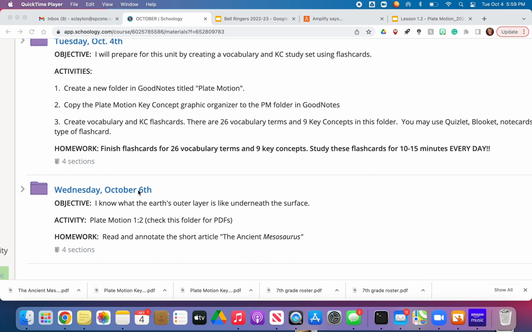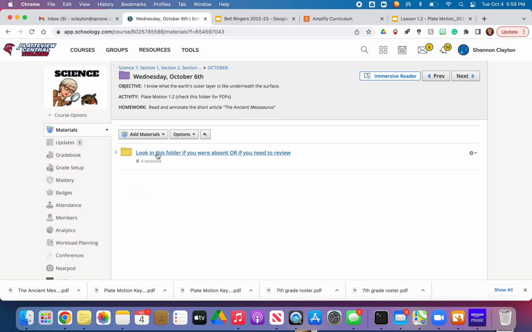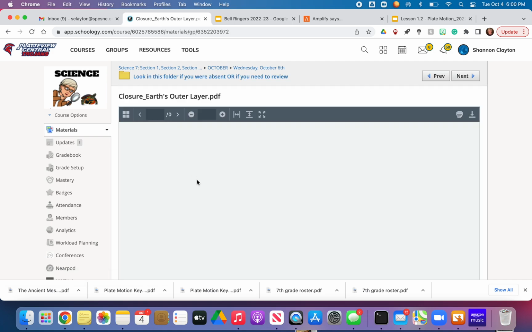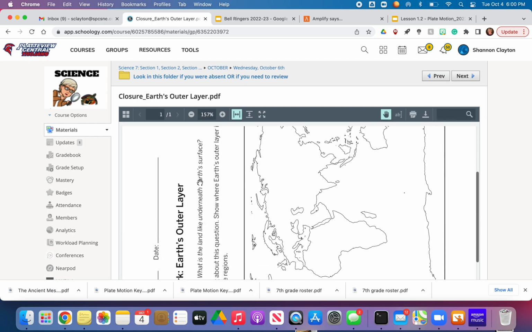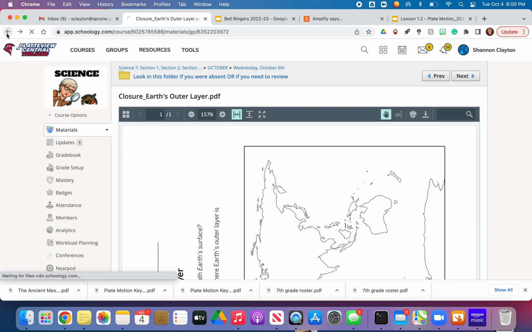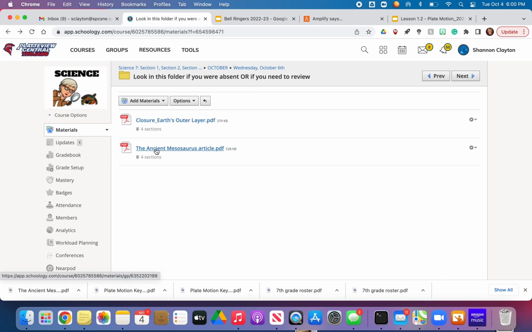Let's go ahead and go in. If you were absent today, you're going to see your folder. Look here if you were absent, or if you were in class but you've lost your worksheets, you can find those worksheets in here. So the first PDF is our closure activity. It's Earth's outer layer. It's just a really rough sketch of the continents on Earth, and I'll talk about that in a second. And then the second one is the Ancient Mesosaurus article.